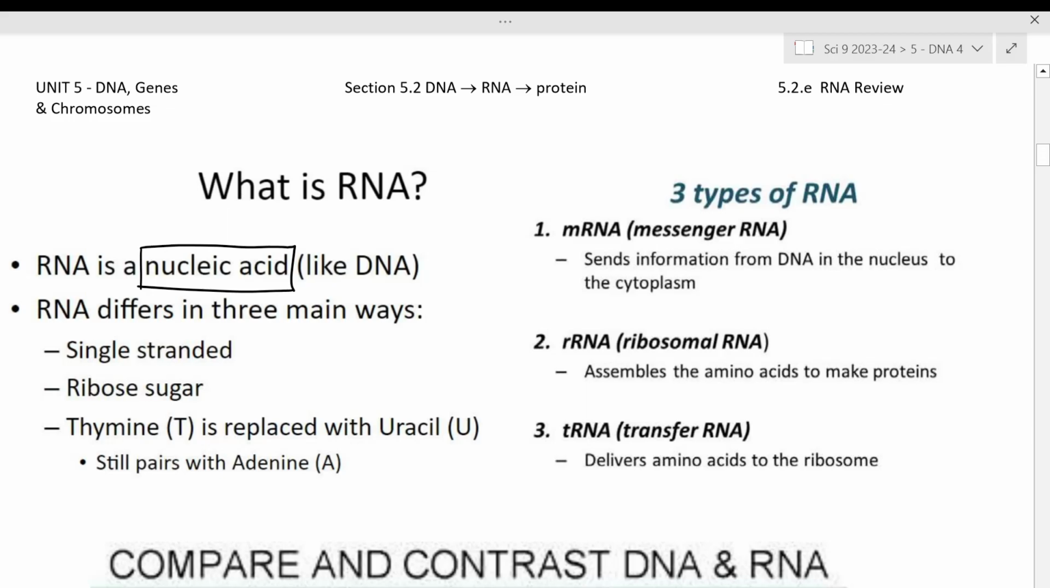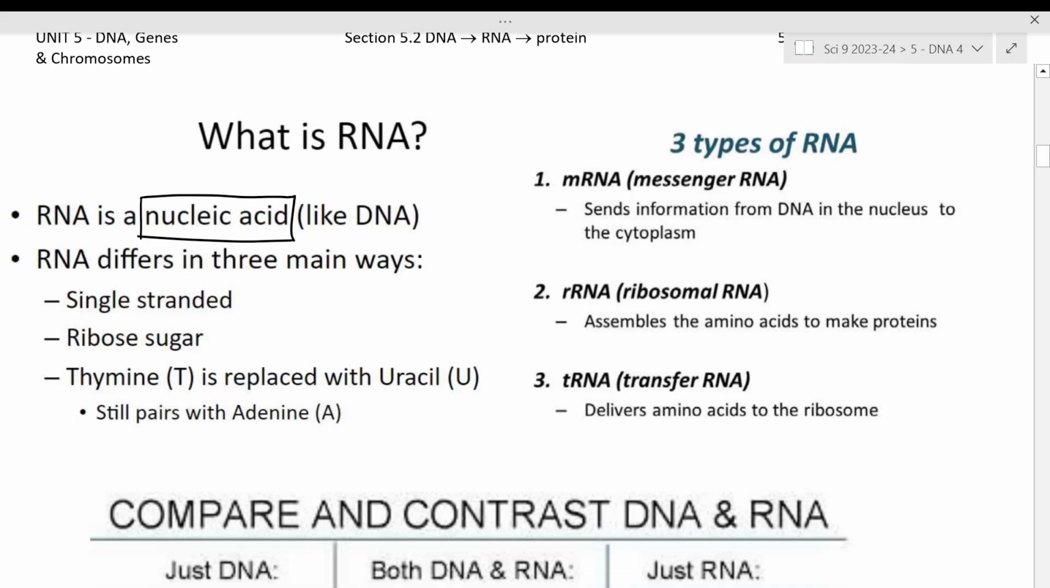mRNA sends the information for a protein from the nucleus to the cytoplasm, to the ribosomes. rRNA, what does it do? It assembles the amino acids in the protein. rRNA forms part of the ribosomes, and tRNA does what? It delivers the amino acids to the ribosomes.